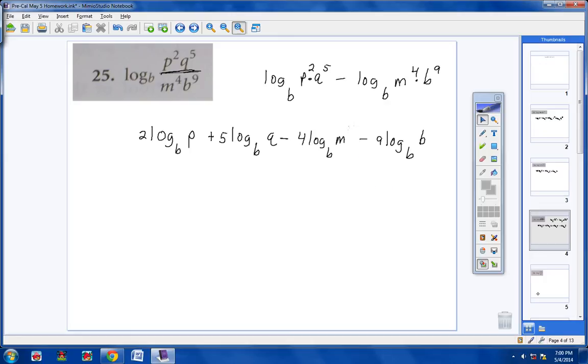And so there we go. Now it looks like you're finished. I mean, there's really nothing you can do with a P and a Q and an M and a B. But remember, I've taught you to see if you can't simplify the logarithm further. And you have to look for things like log base B of B.